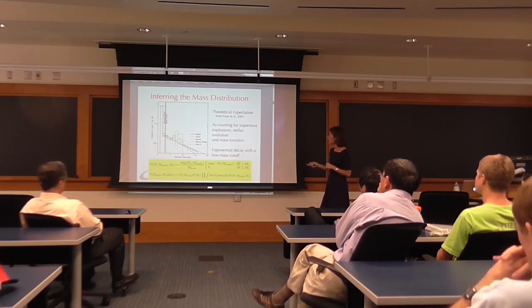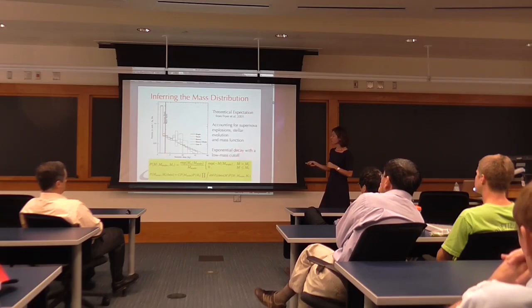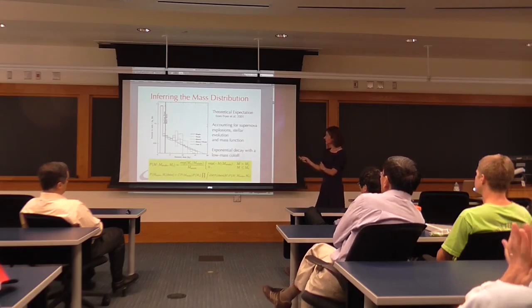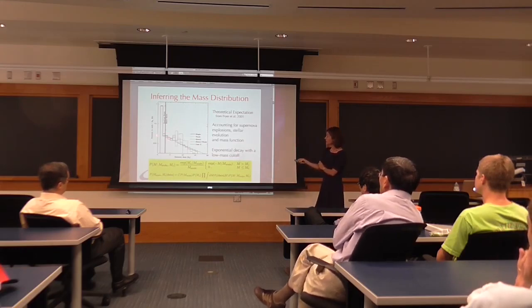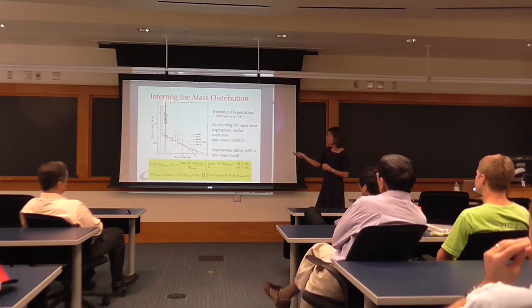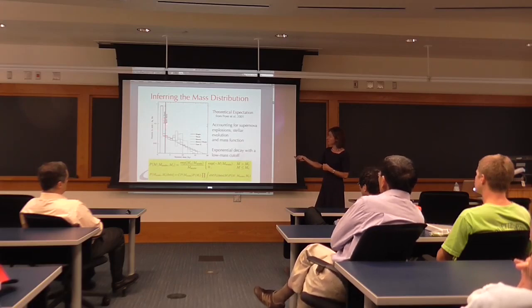Okay? Now, why did we use an exponential with a low mass cutoff? It's because all the theoretical models lead you to the expectation that if this is the neutron star population that you produce from supernovae following stellar evolution, then the black hole population should look like one that is decaying exponentially. The cutoff comes from the fact that below a certain mass, there will be neutron stars, and above a certain mass, there will be black holes.